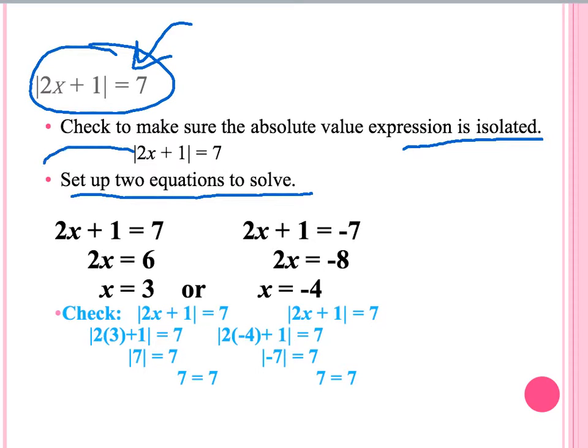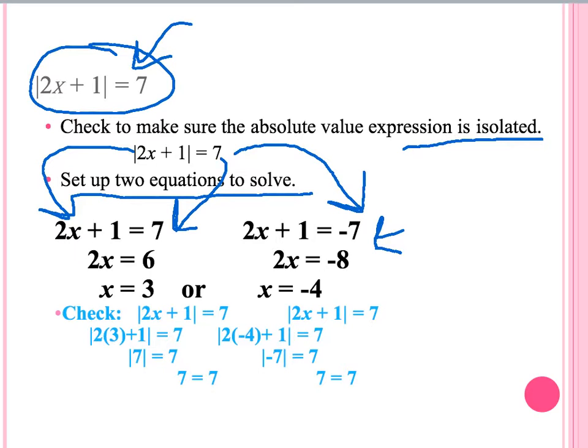Remember, we set up the equation, drop the absolute value bars, and make it equal to the same number. The second equation then negates the opposite, which means we will set it equal to the negative of the number given, so it would be -7. Our next step would be to solve each individually.